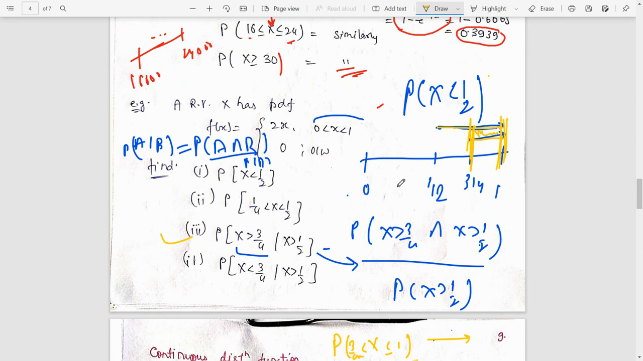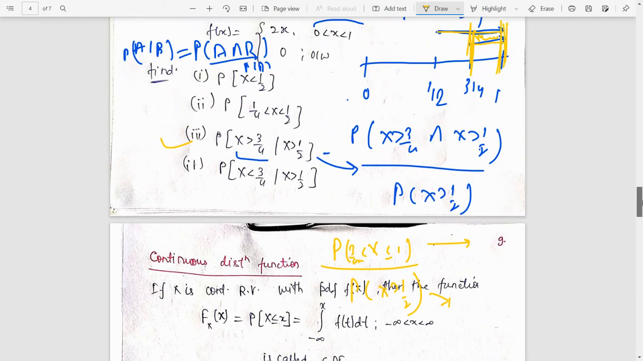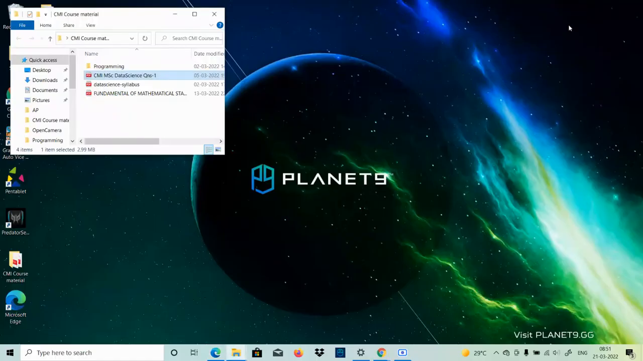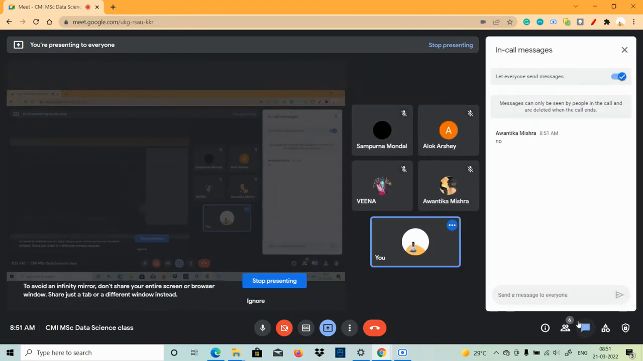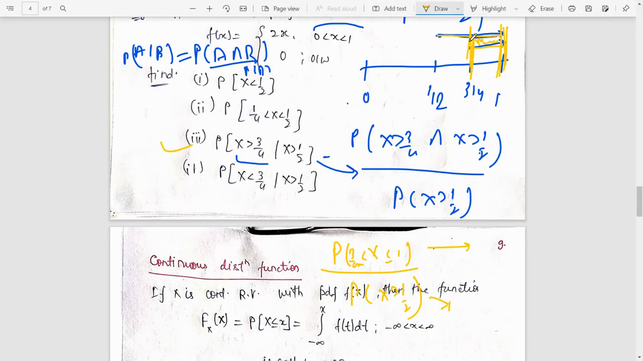So is there any confusion about why you're doing this? Is there any confusion? Anyone? Okay, I think someone is putting a message in chat. If there is no problem, then we move to the next part, which is part number four, and we get more clarity.